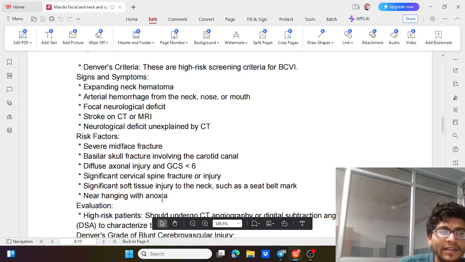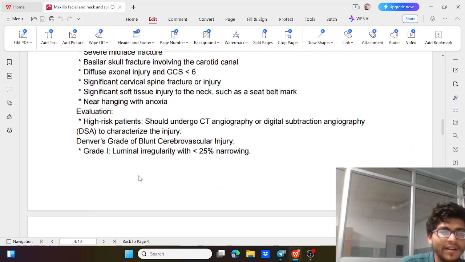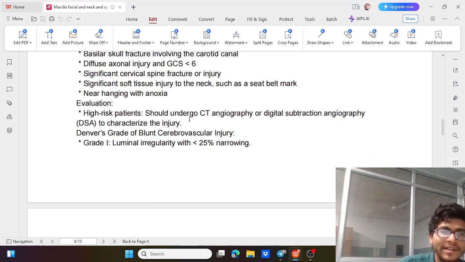So hanging, severe neck injury, cervical spine fracture, low GCS, diffuse axonal injury (DAI), base of skull fracture and mid-face fracture. These can be the risk factors for this blunt cerebrovascular injury. And how do we evaluate this patient? As we had seen yesterday, it is CT angiography or digital subtraction angiography, which is more precise.